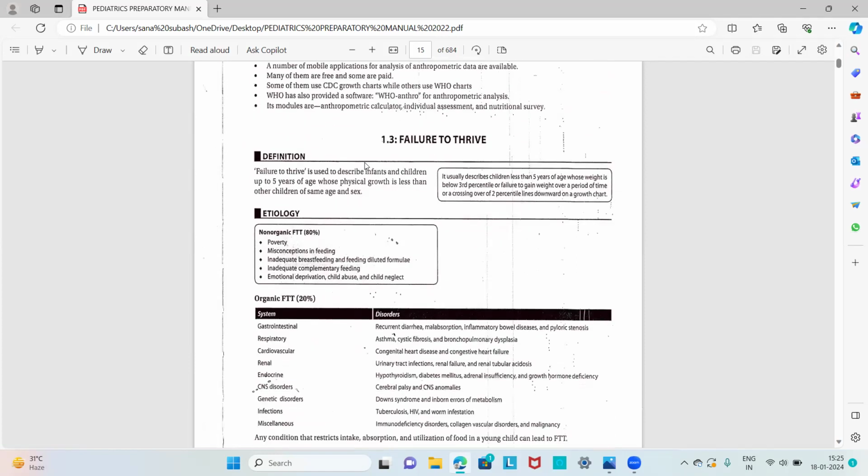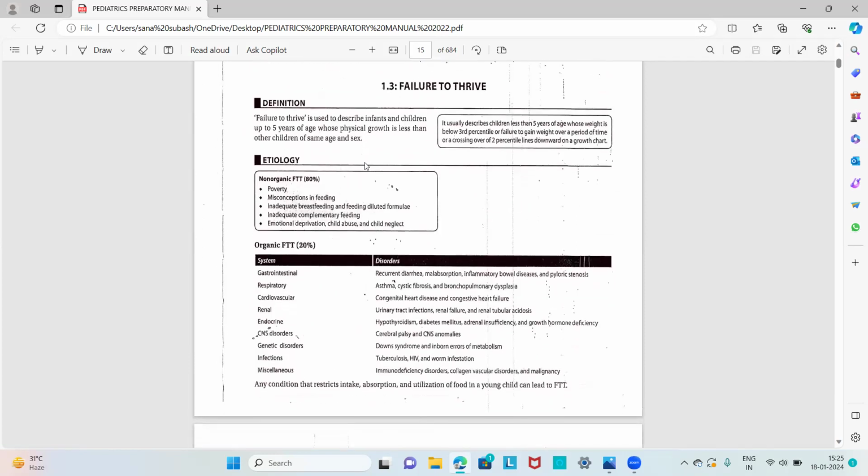Then the next three important topics we are going to discuss are, first, failure to thrive. That is most often asked in our university exam as short notes or short essays. The next topics are microcephaly and macrocephaly. Microcephaly is usually asked as a short note, and from macrocephaly there will be 1 mark or similar questions.